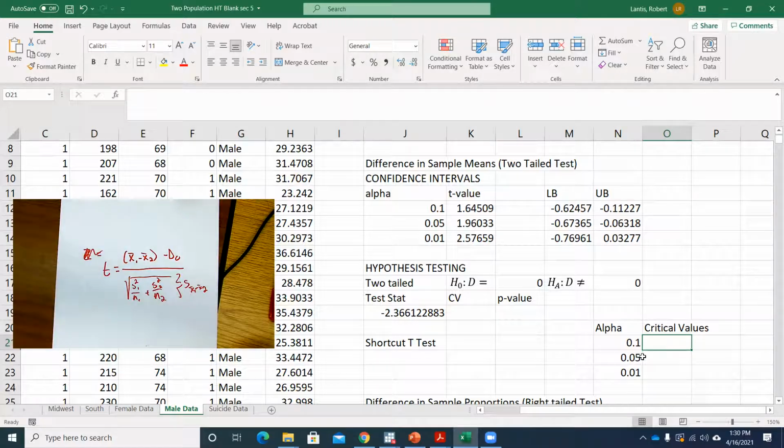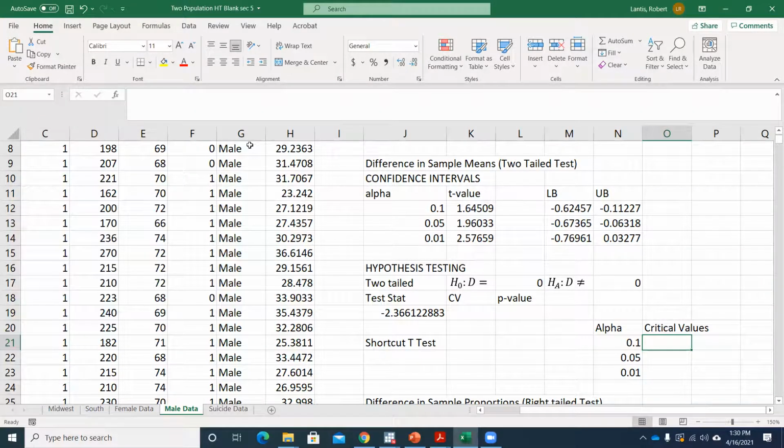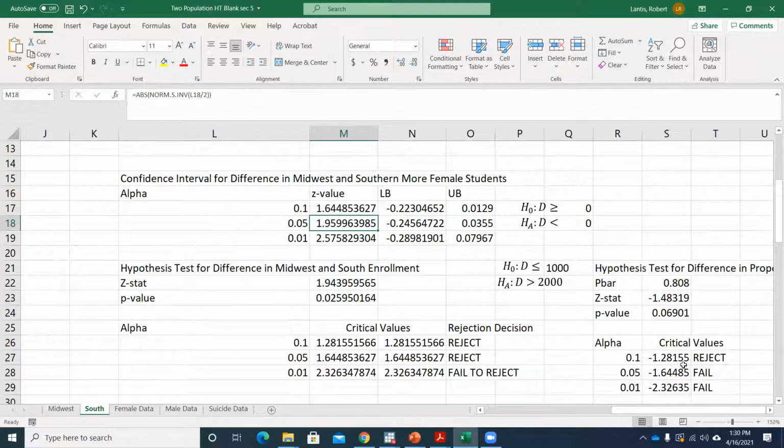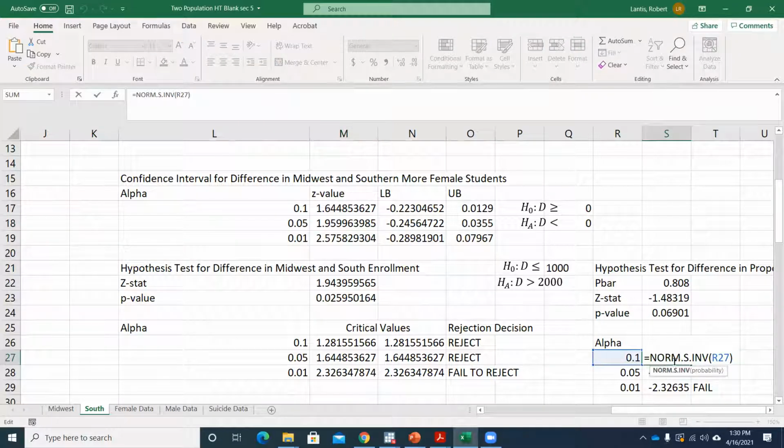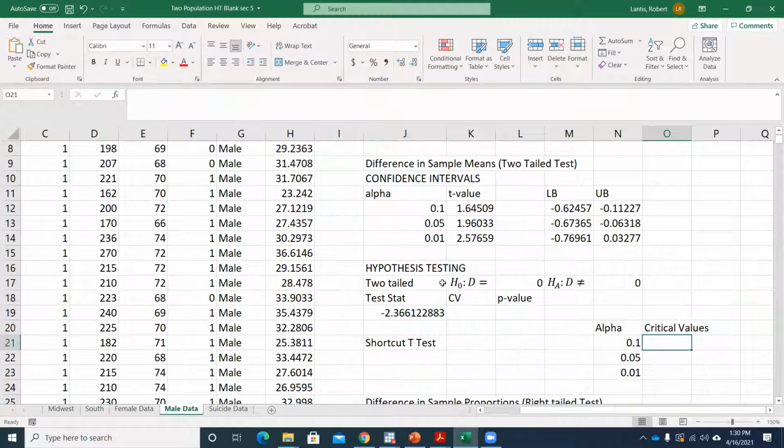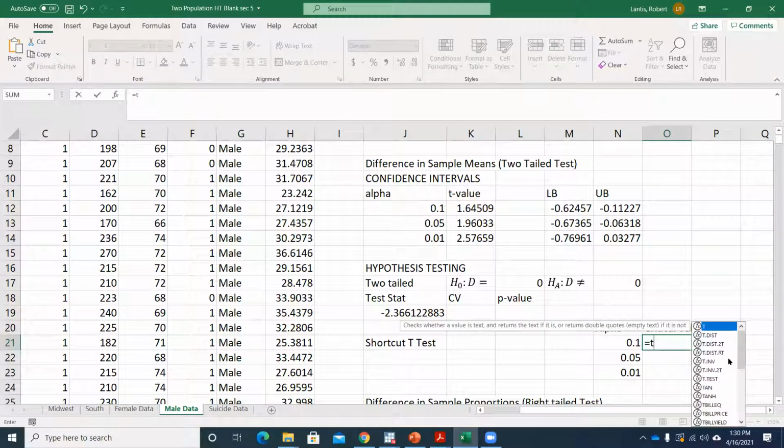Well, once again, if I know the area in the tail that I want is alpha over 2, and I want to find the t-value that gives that to me, well, we did that same thing with these other examples. It's just that we are using the norm.s.inv, right? So it's very similar to what we were doing with confidence intervals, but we're using a student t-distribution because we only have sample variances.